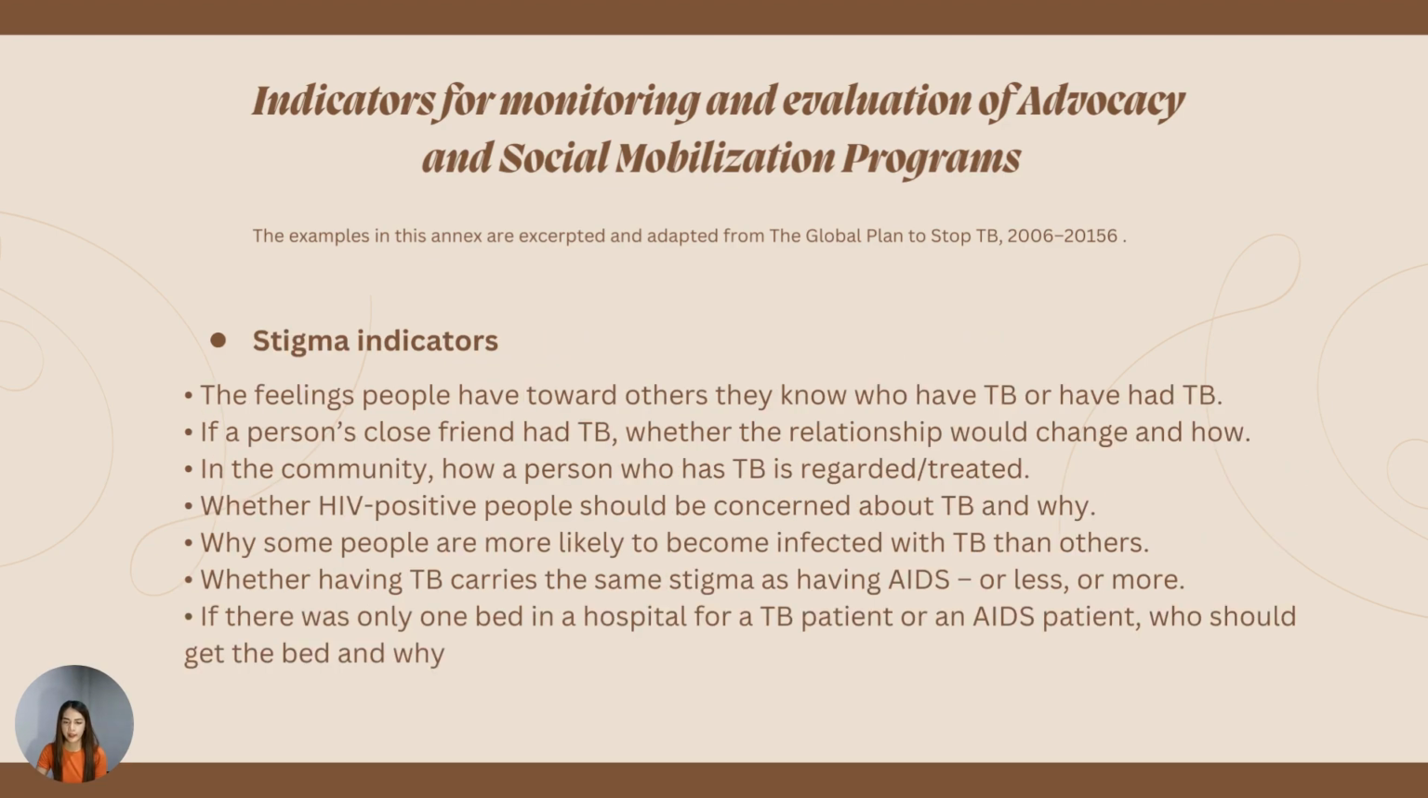Next is the stigma indicators: the feelings people have toward others they know who have TB or have had TB. If a person's close friend had TB, whether the relationship would change and how. In the community, how a person who has TB is regarded or treated, and so on.